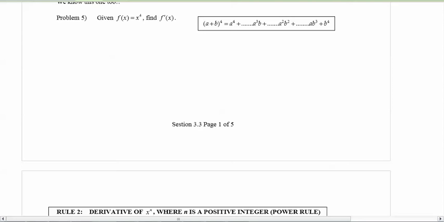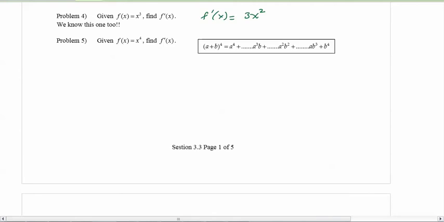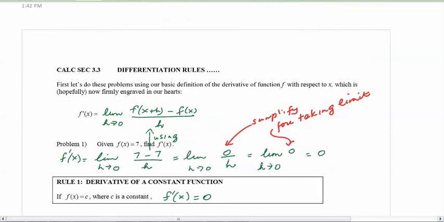Section 3.3 continued. We got as far as problem 5. Let's do a quick recap of what we had done up to this point. We were trying to set up our differentiation rules.